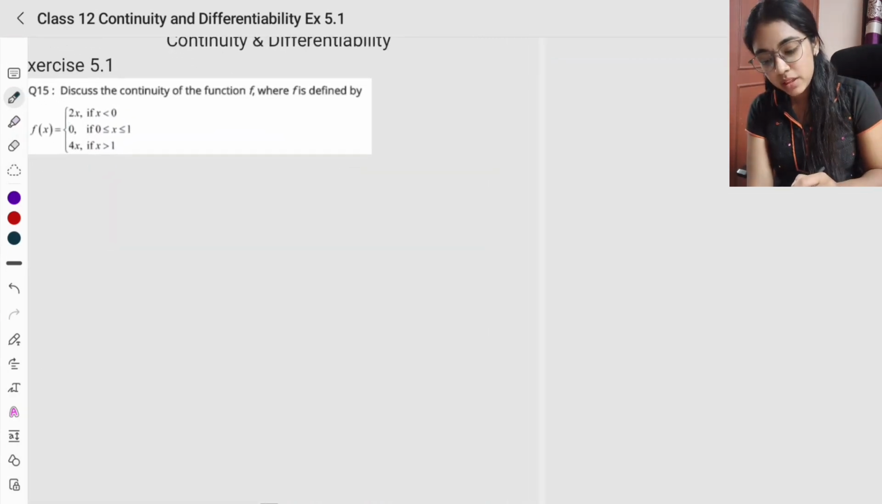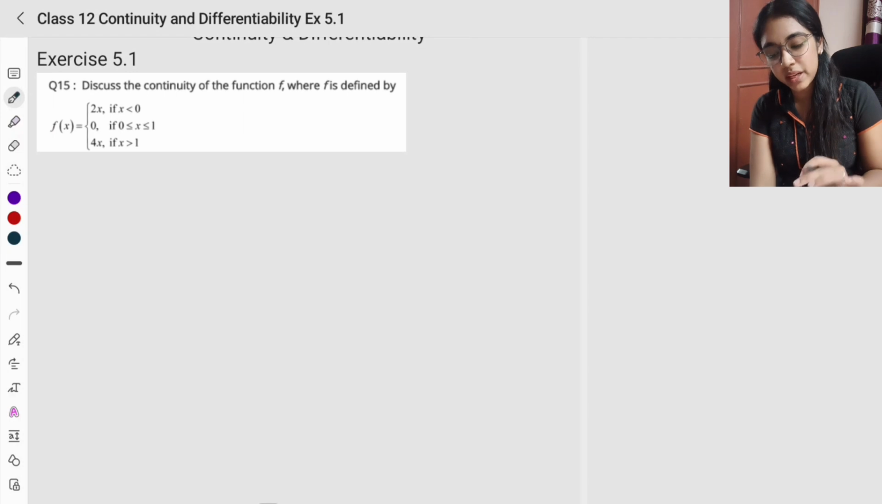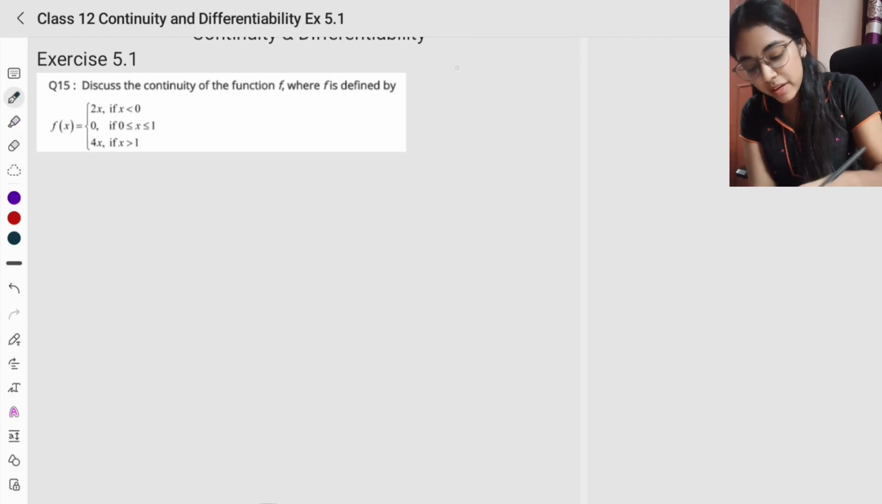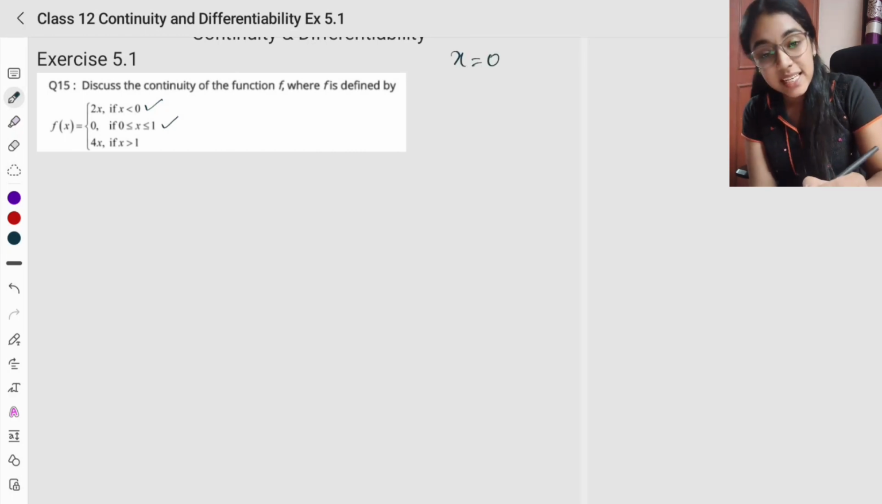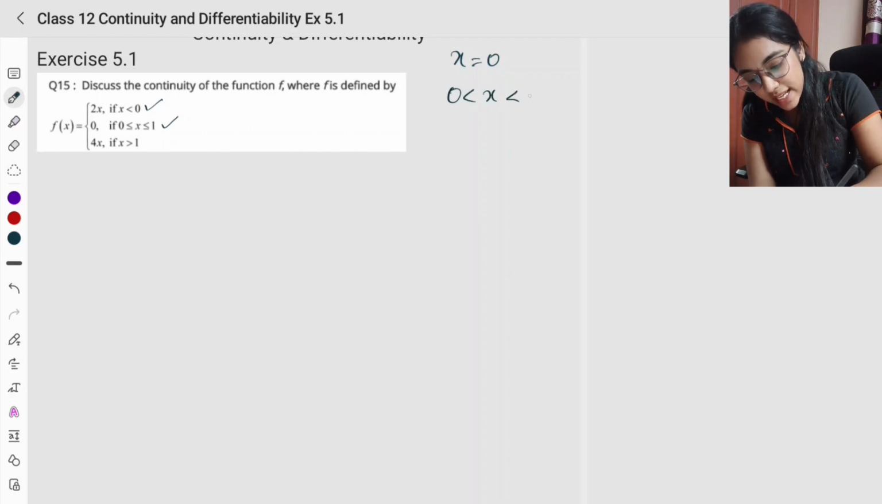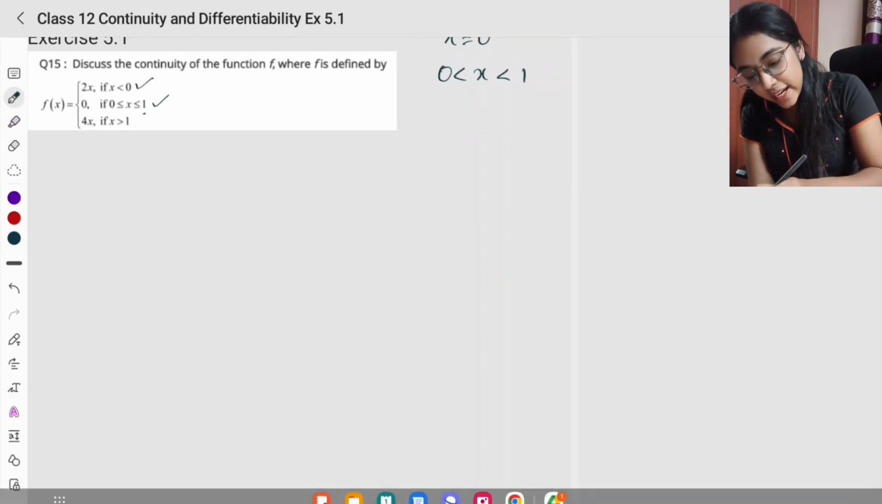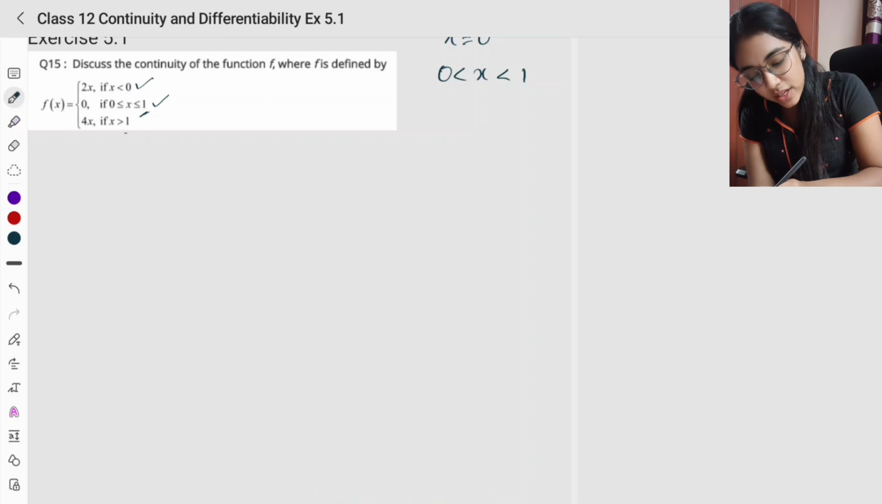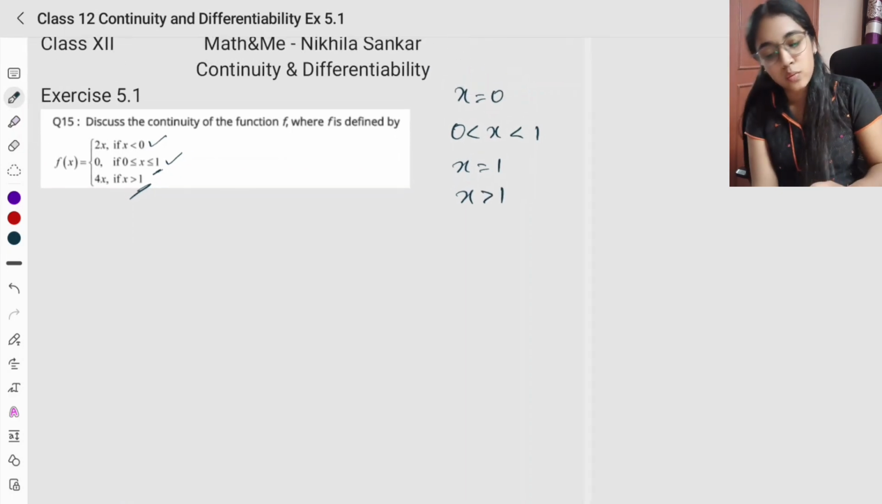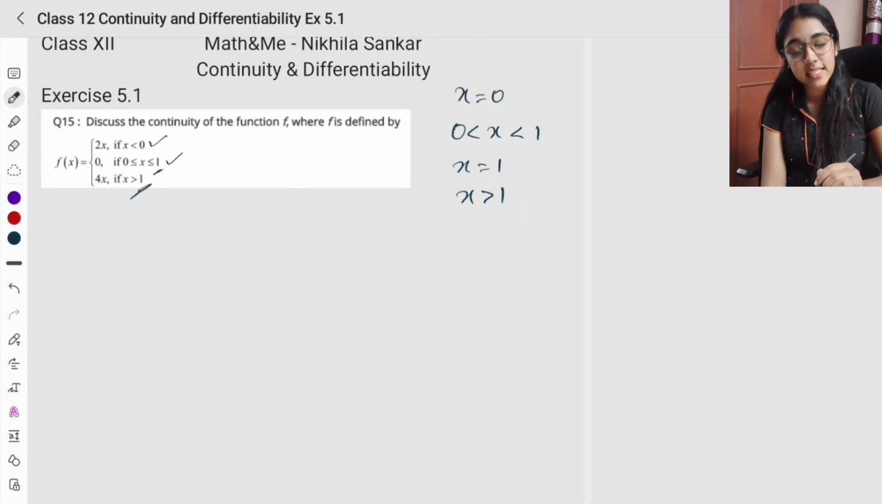Okay, question number 15 now. In question number 15 also, similarly, I need different cases. What are my different cases? First, x less than 0, x greater than 0. So I have to check for x is equal to 0. This is my first case. What is my second case? 0 less than x less than 1. Then I have x less than or equal to 1 and x greater than 1. So I also have to check for x is equal to 1 and I have to check for x greater than 1. Okay, so these are the 4 different cases that I have to look for.